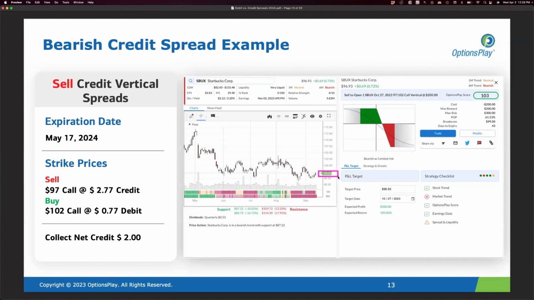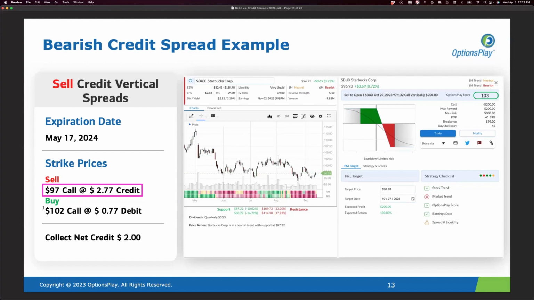So here's Starbucks. It's trading currently around 96.93. Let's say you were to sell a call option in this particular case, just the $97 call option. You'll collect $2.77. This is actually a strategy that by itself we generally don't recommend, even though the trade structure may be very attractive, because just selling a naked call has unlimited risk. So you want the risk profile of a short, but you don't want the unlimited risk nature of a short call.